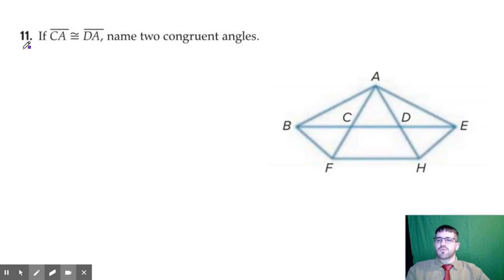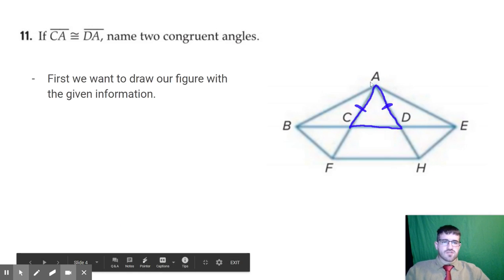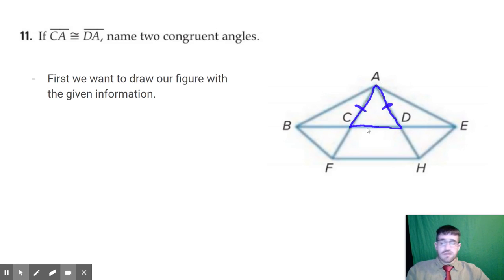Okay, for number 11, we're given if segment CA is congruent to segment DA, we want to name two congruent angles. So we're given segment CA and segment DA are congruent to one another. And if we connect CD here, we get triangle ACD. So again, we want to draw our figure with the given information. You can draw it at home on your paper on the side. On here, I'm just using the highlighter to show you what it looks like with the picture.